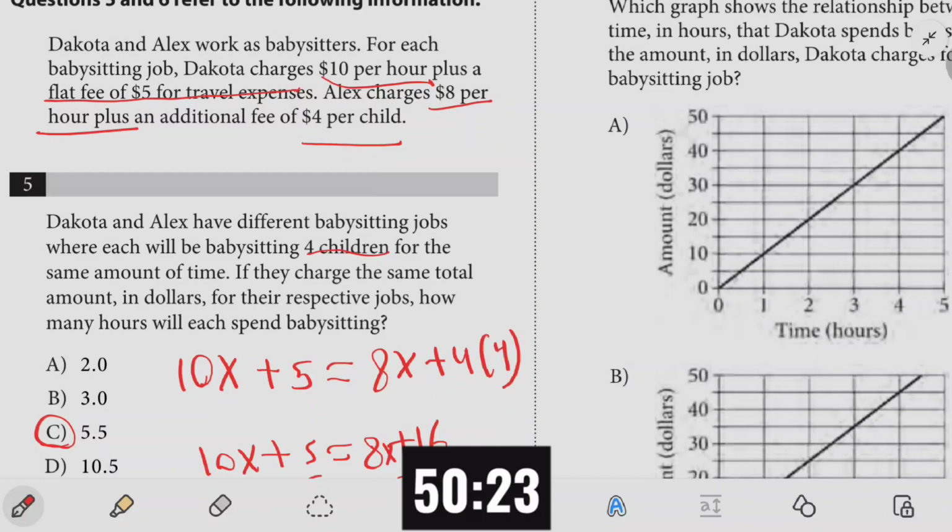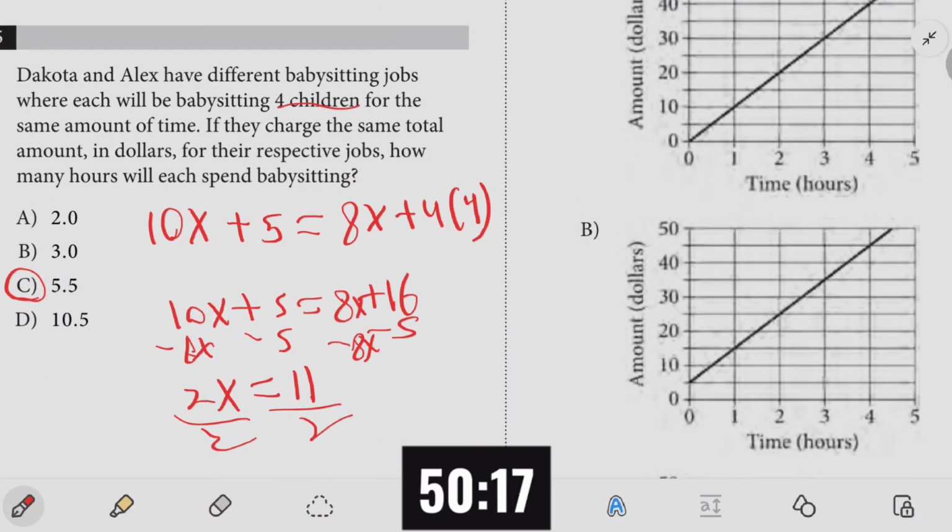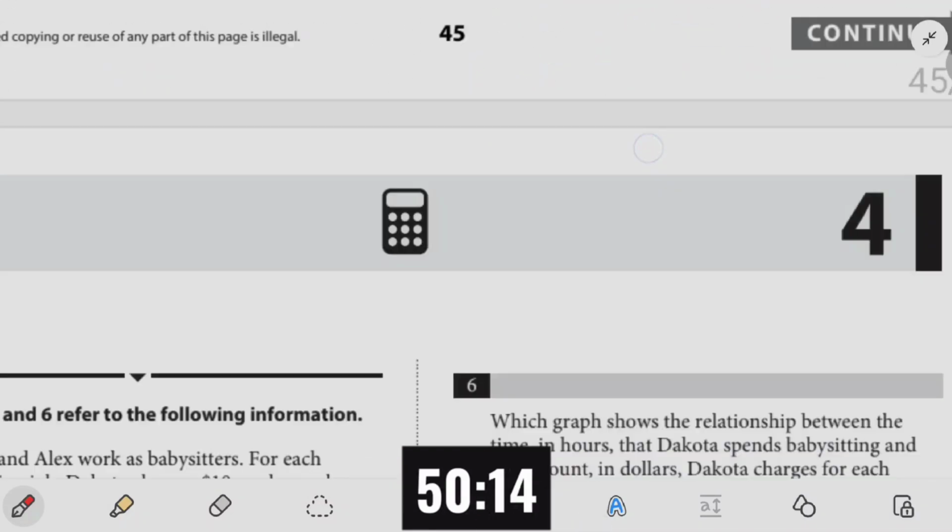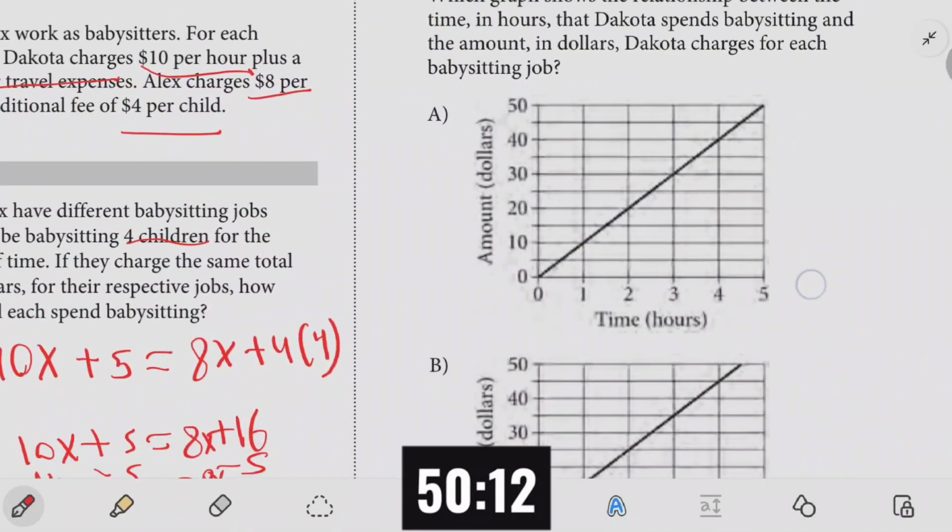There are 4 children she's working at. That's 16. 8 per hour, if we're doing 5.5 hours, that's 44 plus 16. It gives us 60 as well. Oh yeah, this one's also referring to it.